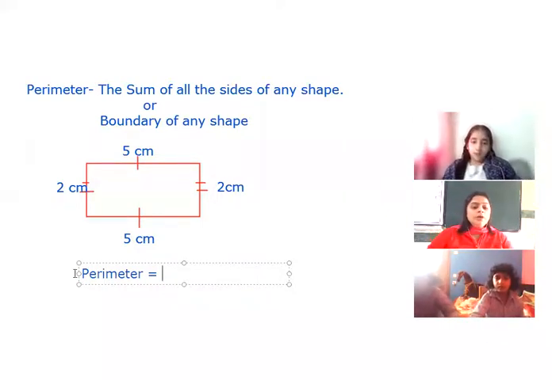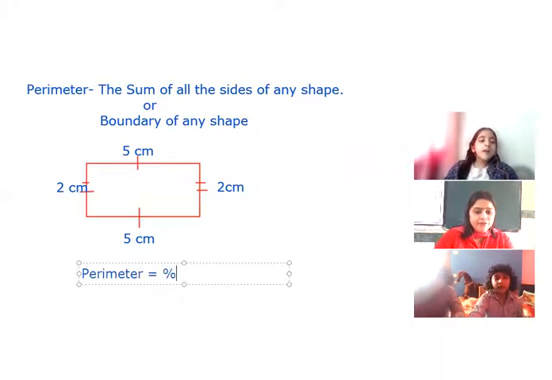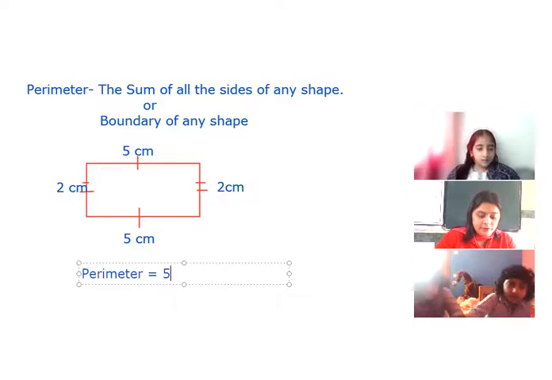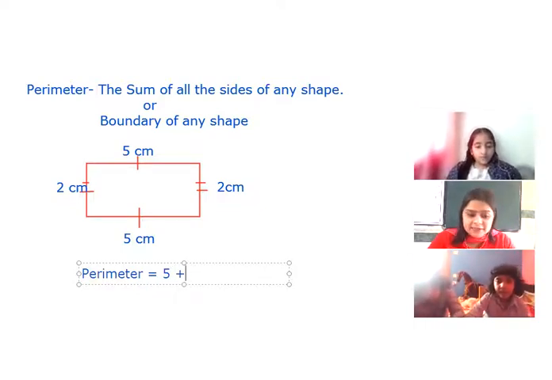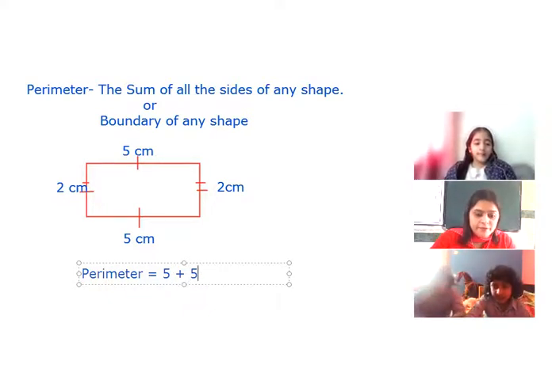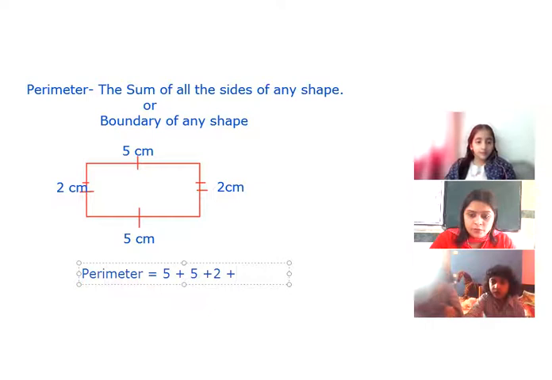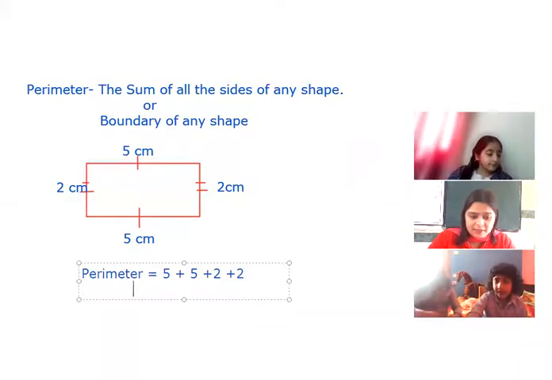So we are going to add 5, 5. Then the second side is also 5. Then the third side is 2, and the fourth side is also 2. So 4 sides we have already added here. Yes or no? Now we are going to find the answer after addition.